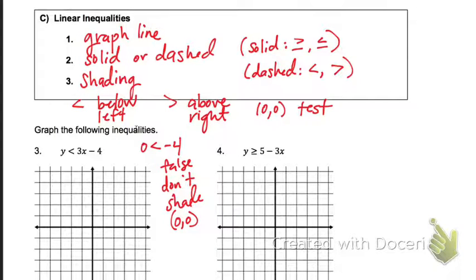So if I were to follow the steps on number 3, I'm going to plot my point at -4. Slope of 3, will I have a dashed line or a solid? Dashed. So I'm going to plot my points up 3 over 1. I'm going to dash.